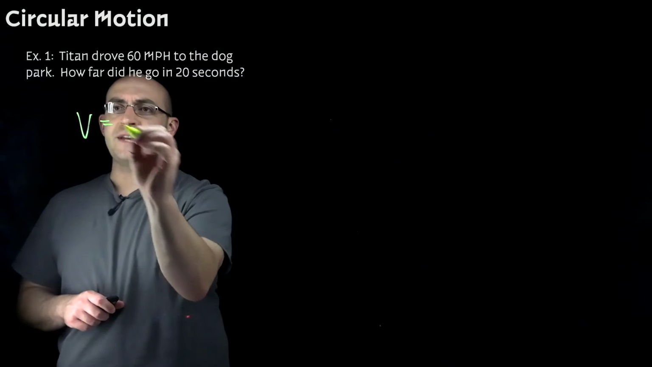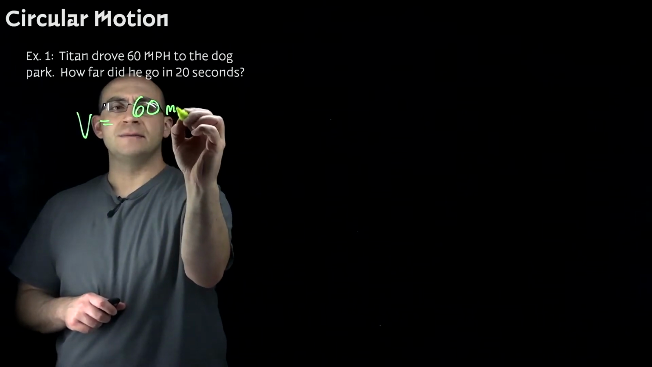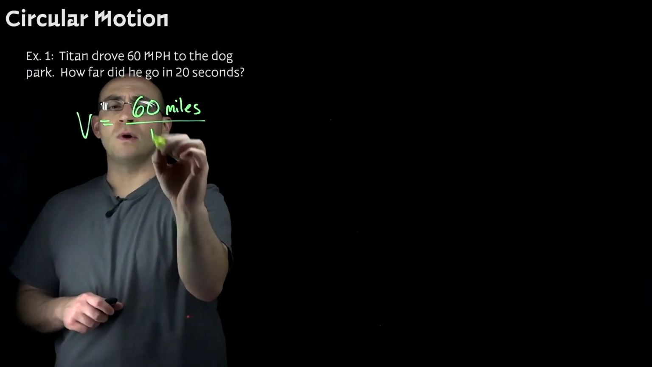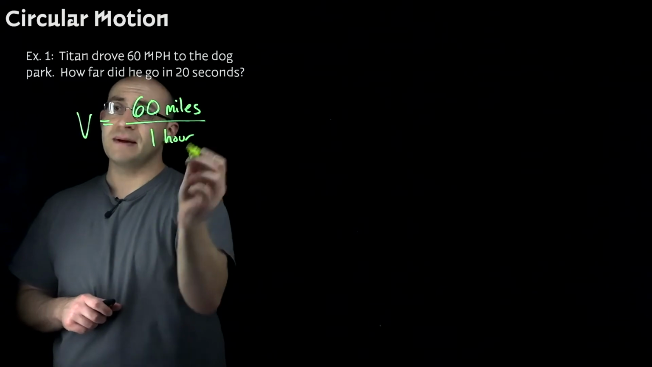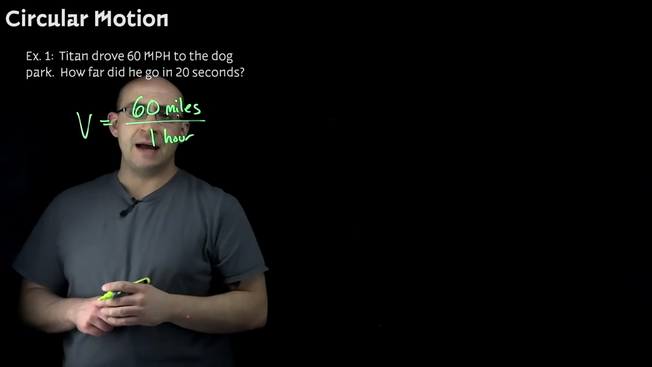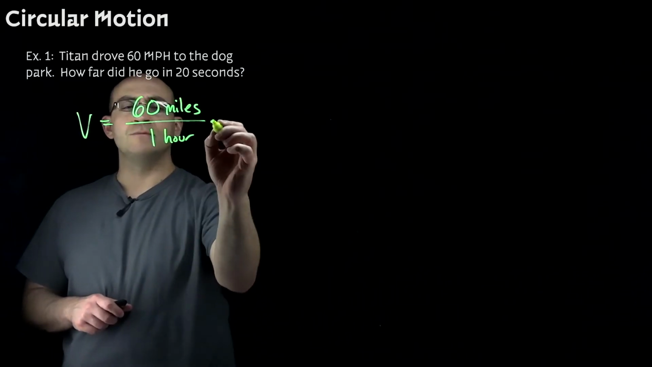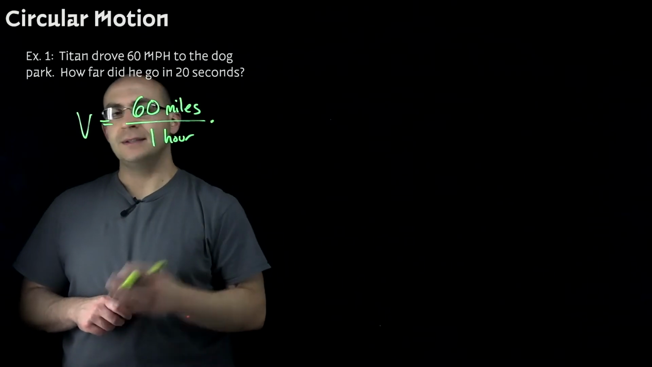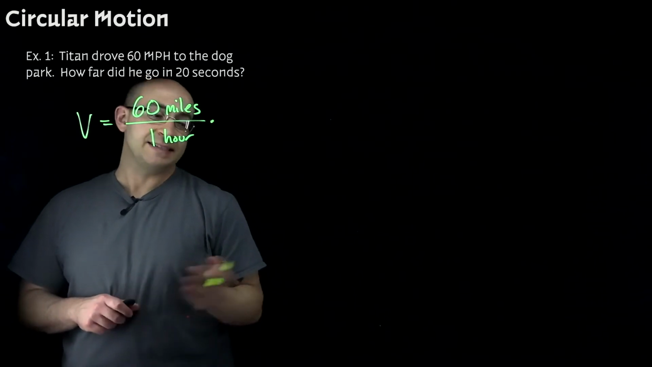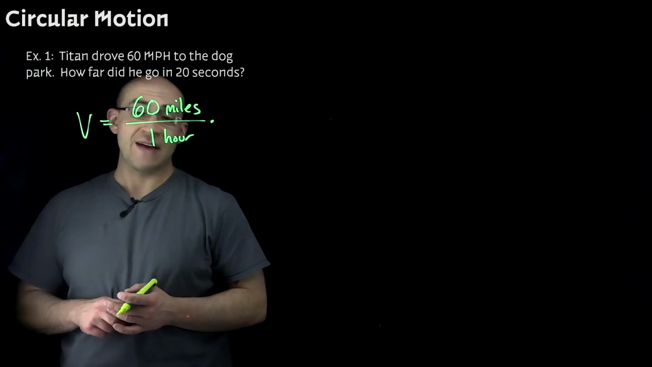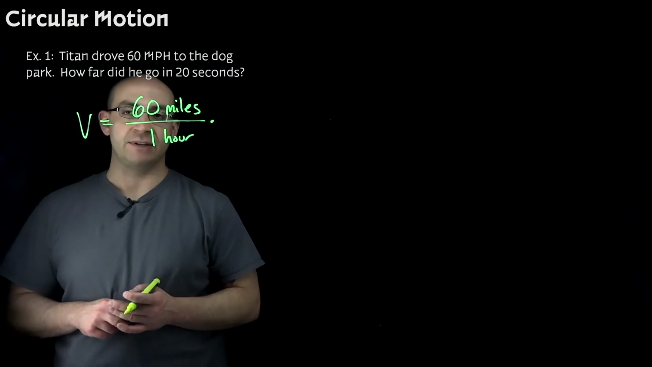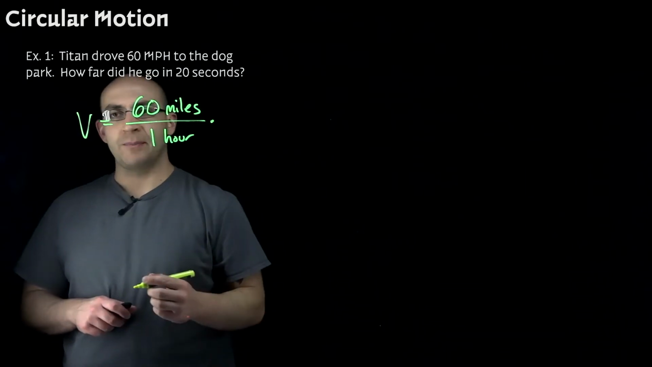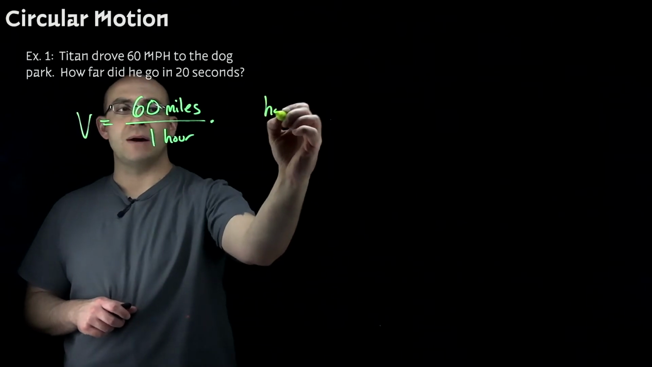My velocity is going to equal 60 miles over 1 hour, or 60 miles per hour. Now, because I'm trying to get to seconds, I'm really trying to just change the time measurement. The 60 miles is going to stay, because he didn't change how far he went or how fast he went. He's just changing the timing of it. So when hours are on the bottom, dimensional analysis says I have to put hours on top.